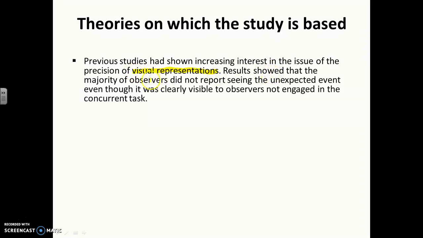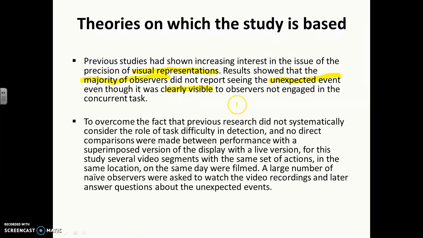So results showed that the majority of observers did not report seeing unexpected events, even though it was clearly visible. Previous research did not systematically consider the role of task difficulty in the detection.